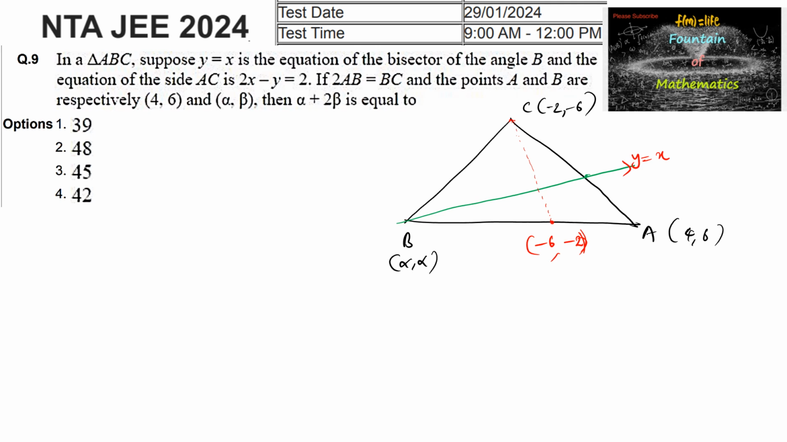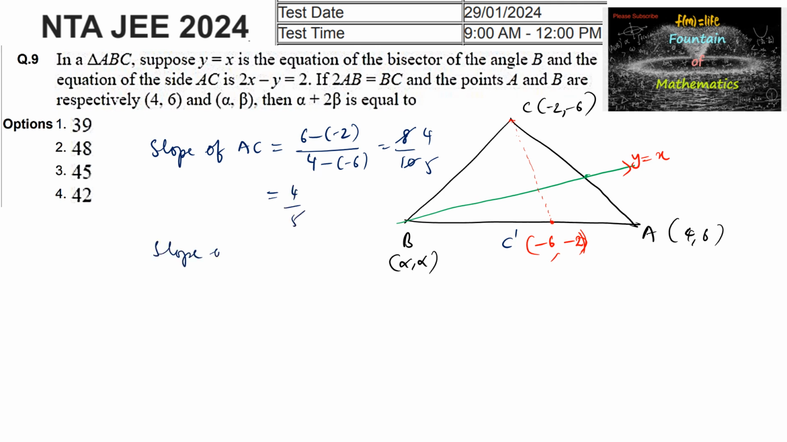So let us consider this as C dash. Now slope of AC is equal to 6 minus of minus 2 upon 4 minus of minus 6, that is 8 upon 10 or 4 upon 5, and slope of AB can be taken as 6 minus alpha upon 4 minus alpha, which is same as 4 upon 5. So 6 minus alpha upon 4 minus alpha is equal to 4 by 5.